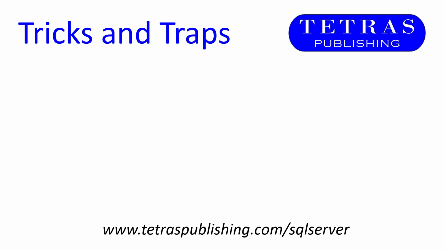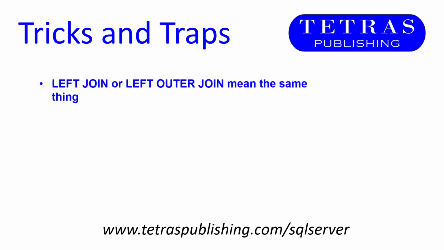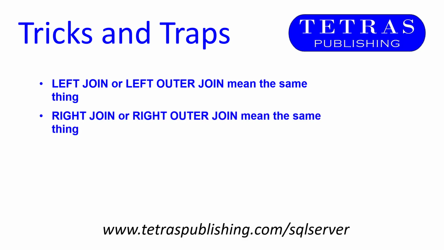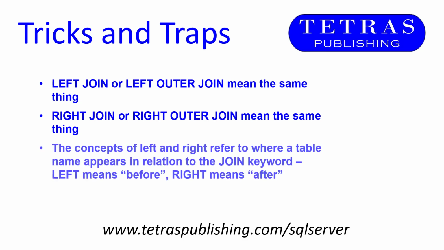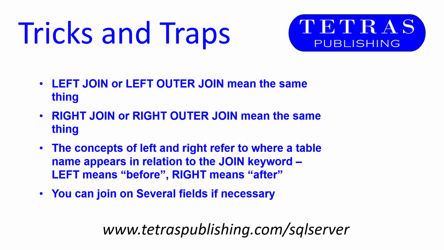To end this session, here are a few tricks and traps that you really need to remember. Firstly, left join and left outer join mean the same thing. You can use either keyword set. Secondly, right join or right outer join also mean exactly the same thing. Then you need to remember that the concepts of left and right join refer to where a table name appears in relation to the join keyword. Left means before or above, right means after or below. Finally, don't forget that you can always join on several fields if you need to.